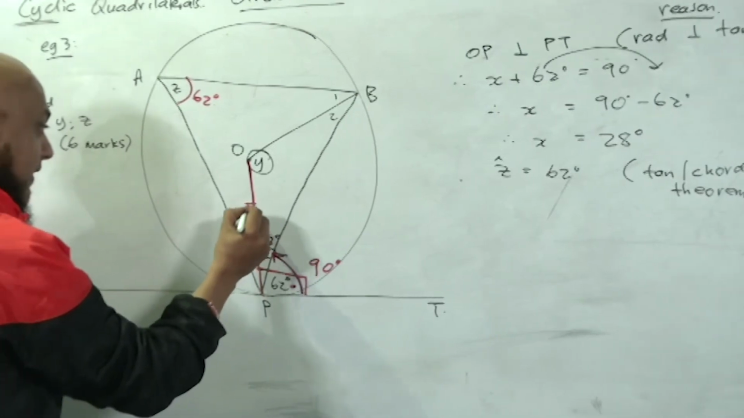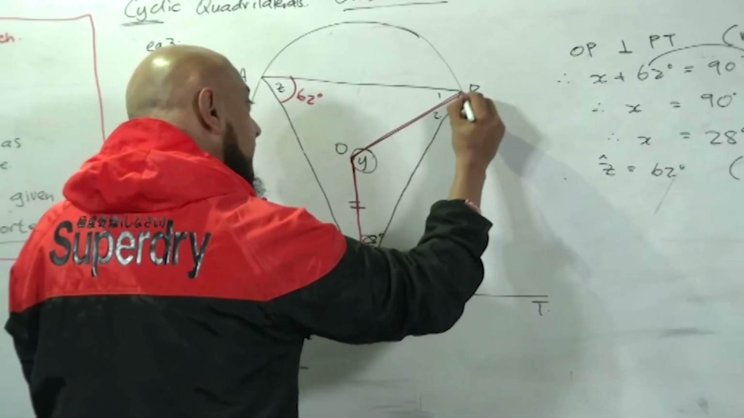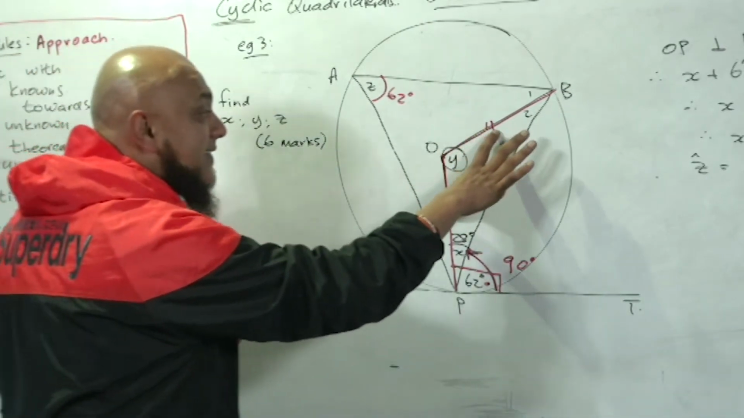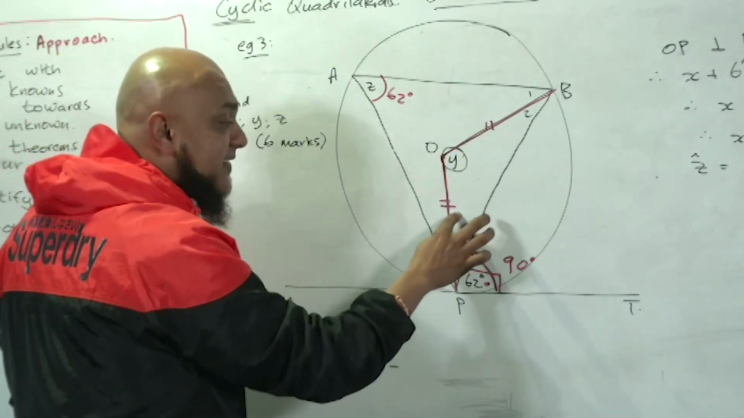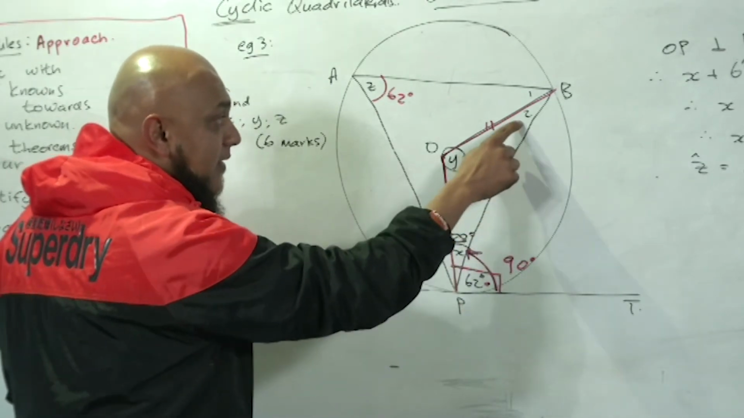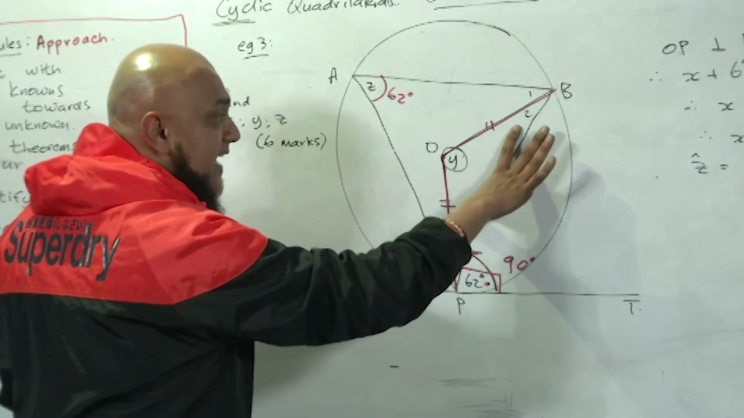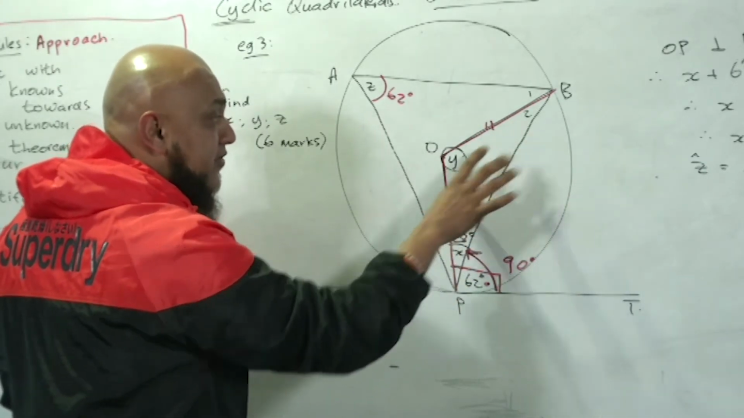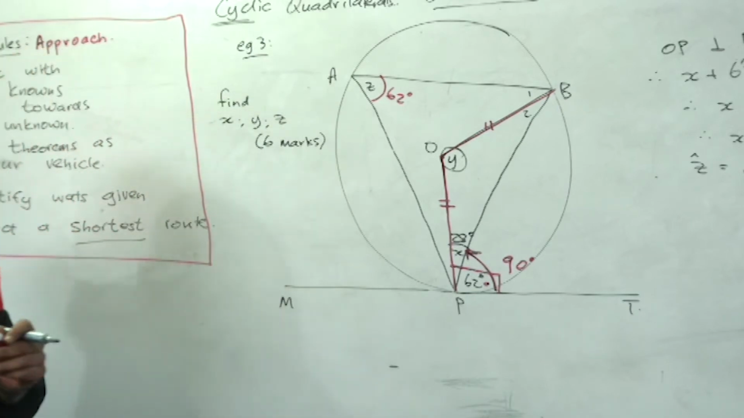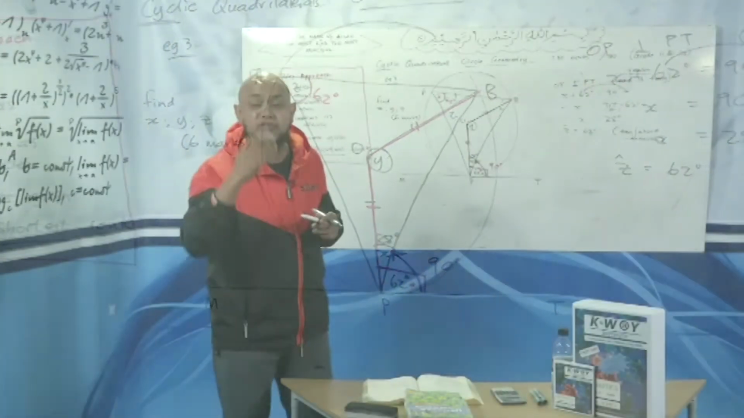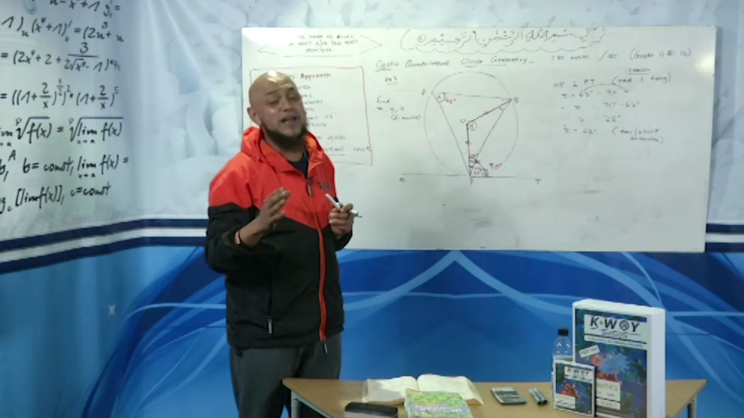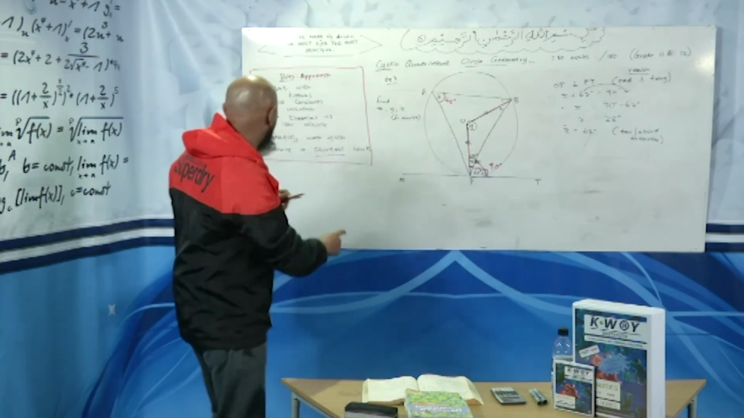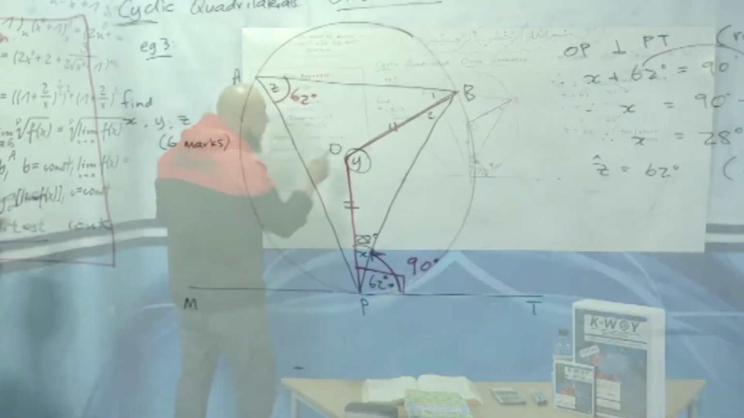OP, the line, is equal to OB, the line. Why? They are radii, so that makes this an isosceles triangle. So if x is 28, B2 will be 28. That's an isosceles triangle, and then we'll say 180 minus the sum of these two, and that will give me y. That is method one, one way of attacking it. But to me, that would be like the garden route, the scenic route, the long way of doing it. What did I say? Select the shortest route.